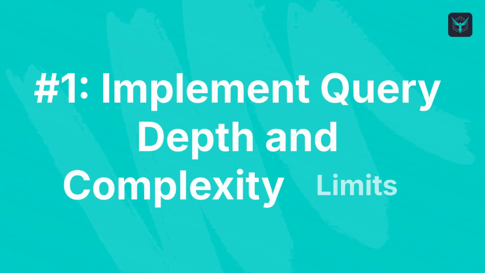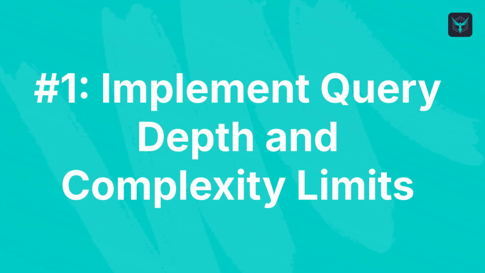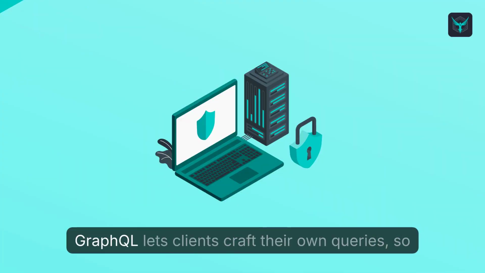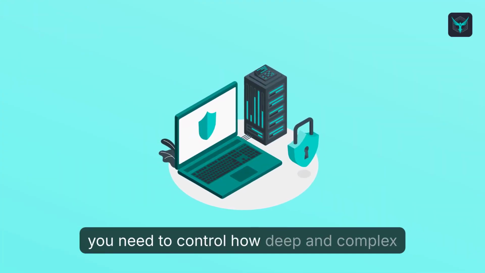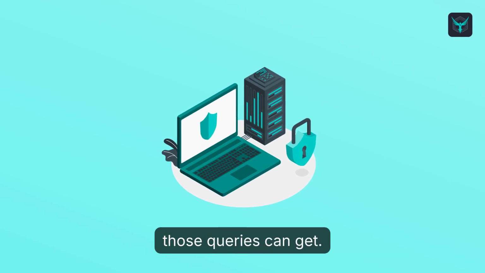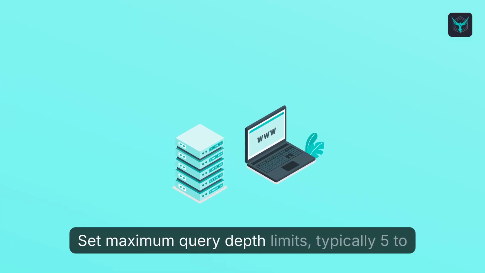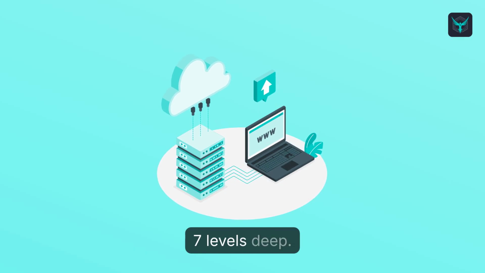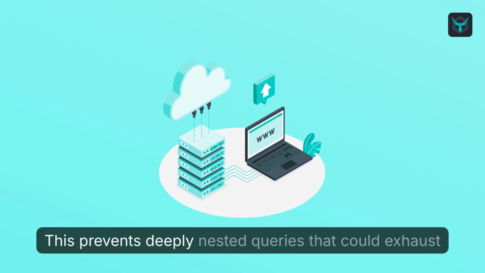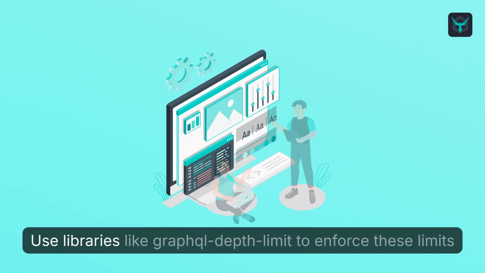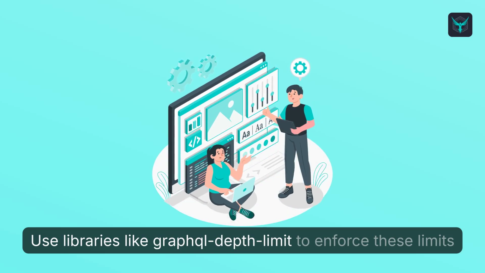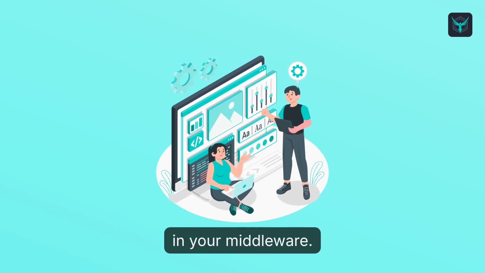Number 1. Implement query depth and complexity limits. GraphQL lets clients craft their own queries, so you need to control how deep and complex those queries can get. Set maximum query depth limits, typically 5 to 7 levels deep. This prevents deeply nested queries that could exhaust server resources. Use libraries like GraphQL Depth Limit to enforce these limits in your middleware.